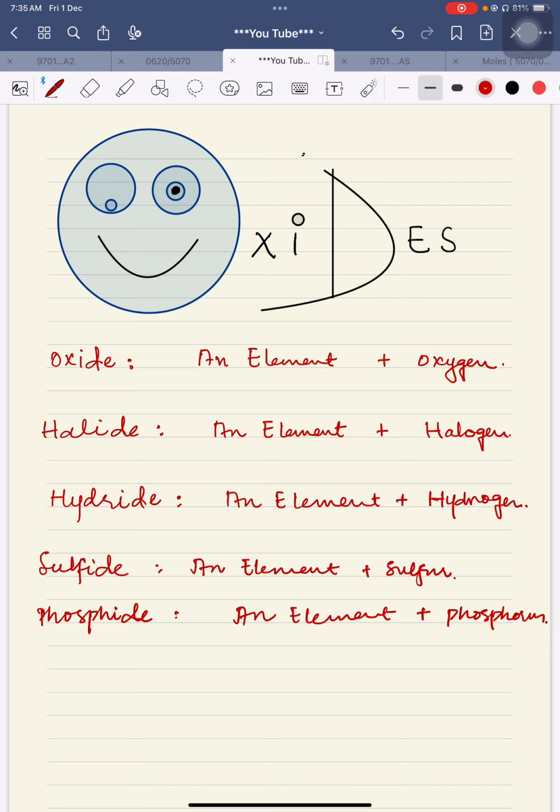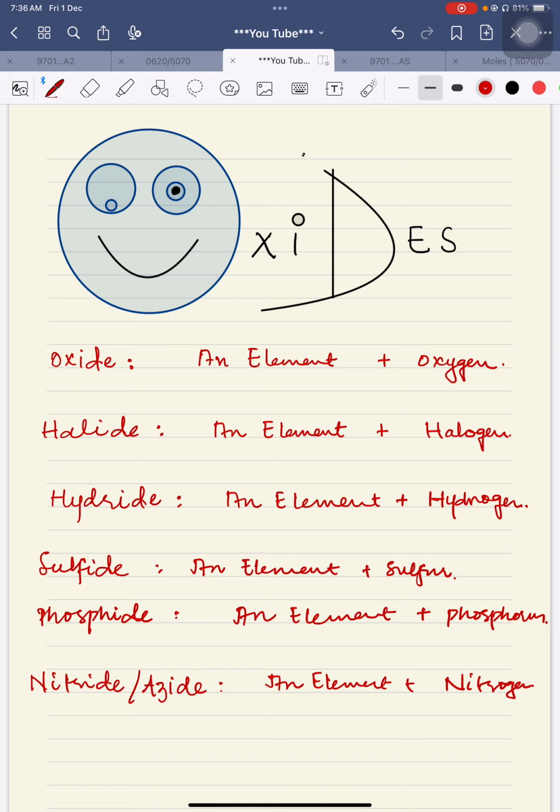Then it is oxide, halide, hydride, sulfide, phosphide. There is another term which is called nitride, and nitride is also called azide. So whenever an element is attached with nitrogen, then that is called nitride or azide. So this is how we are working on these basic concepts. Right now, only the details of oxide are part of your syllabus. And now we are going to discuss that.